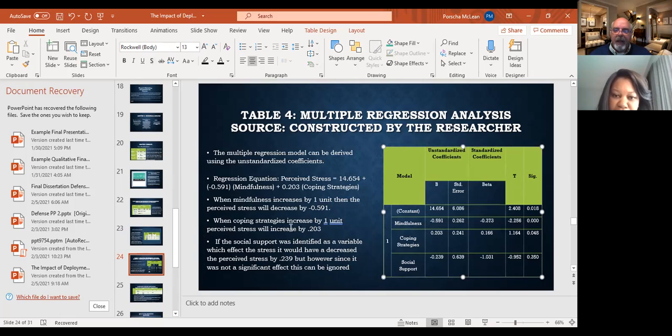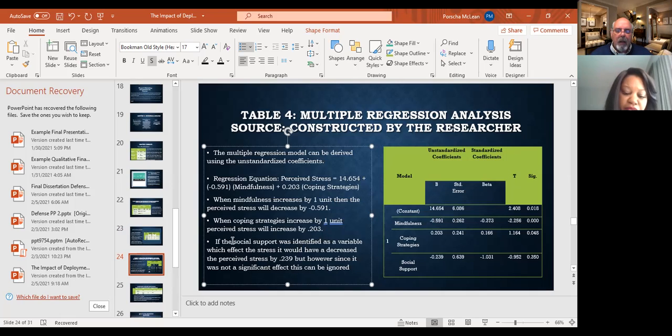Good. Okay. So just put something in there. Say something like, since social support was not significant, it is not part of this equation. Right, since social support was not significant, it will not be part of this equation.